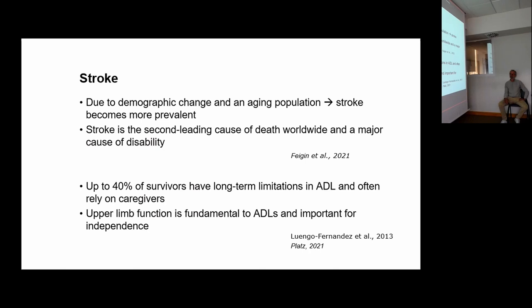From what we know about the impairments that stroke patients suffer from, 40% of survivors have long-term limitations in activities of daily living, and they often rely on the help of caregivers. We know that upper limb function is a fundamental part of how to be active in daily life. And of course, this is why we also focus on the upper extremity in the rehab project.